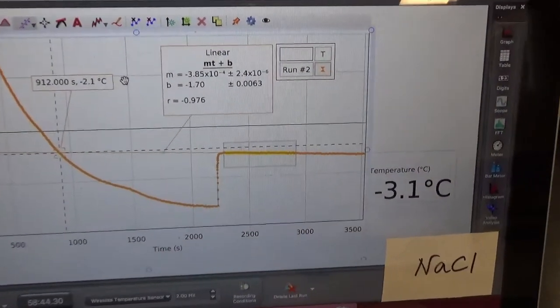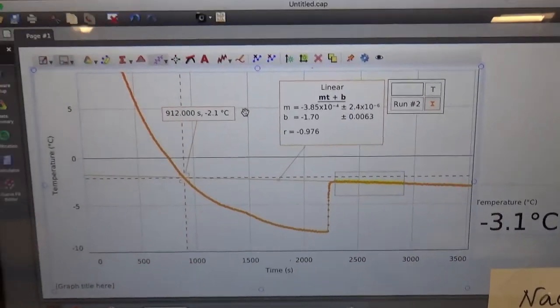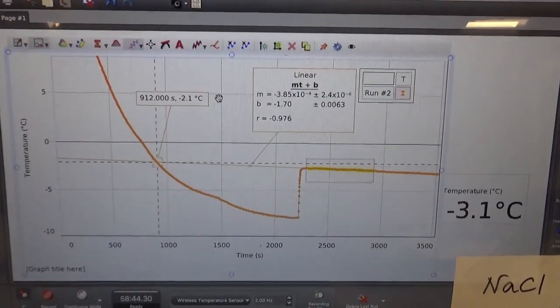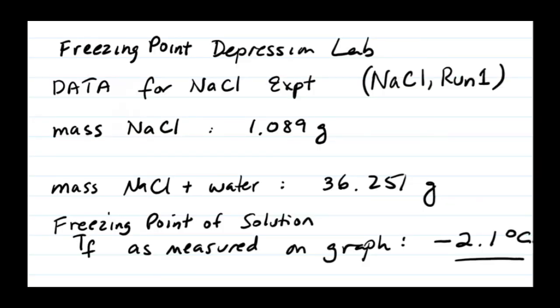And this is the sodium chloride experiment. So here's the data for the run that you were just shown. It gives the mass of the sodium chloride, the mass of the solution, and it gives the freezing point that was measured on the graph, which is negative 2.1 degrees C.